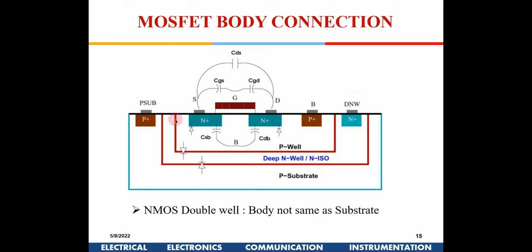But if there is a requirement of using a separate body, so you have a P substrate, you can have a deep N well. This is known as a double well, in which you have one more N well, and then you have this P well. So this is not a global P well.